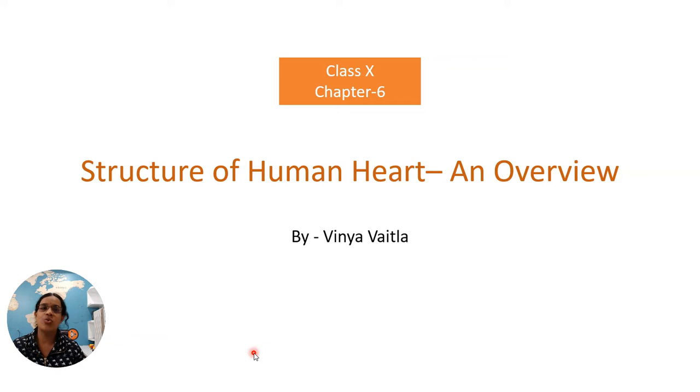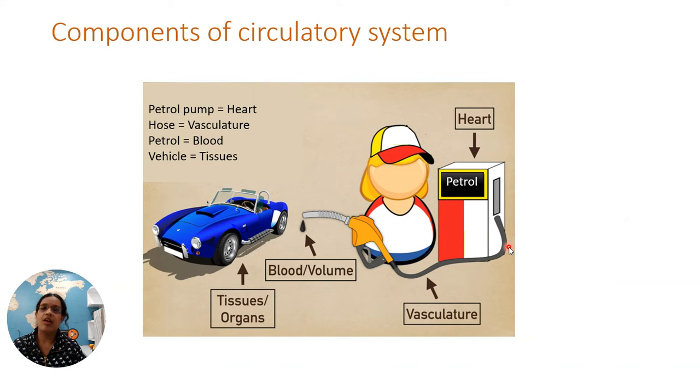And now coming to the discussion which I would put forward, it is about the structure of the human heart and an overview, which is taken from the class 10 chapter 6. Now let's get into the topic. I would start with the components of the circulatory system. Now, heart, as I told you, I would talk to you about the structure of the heart.